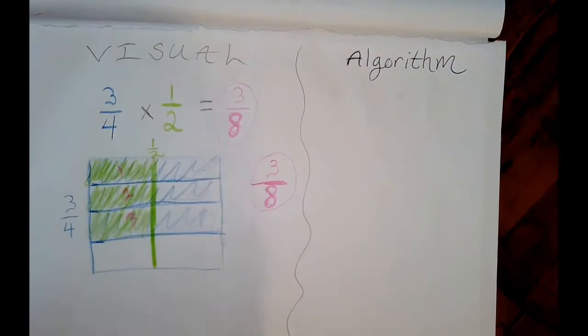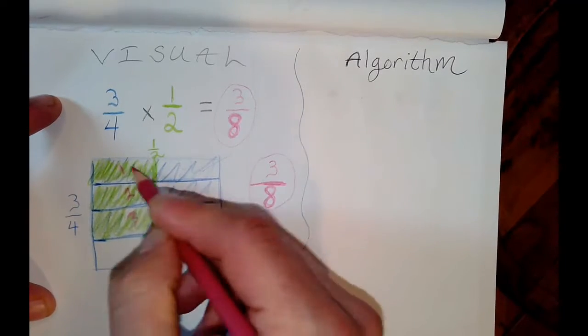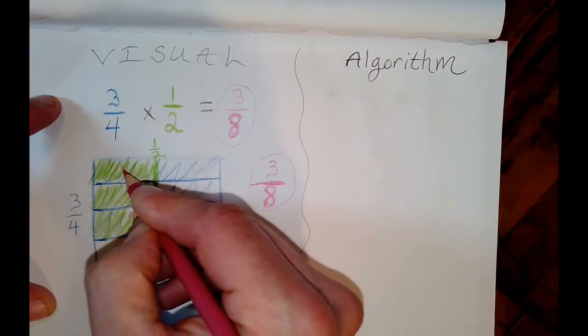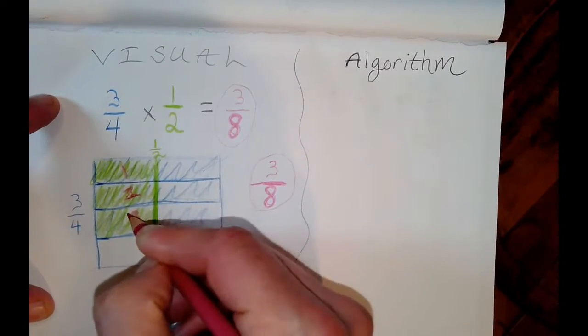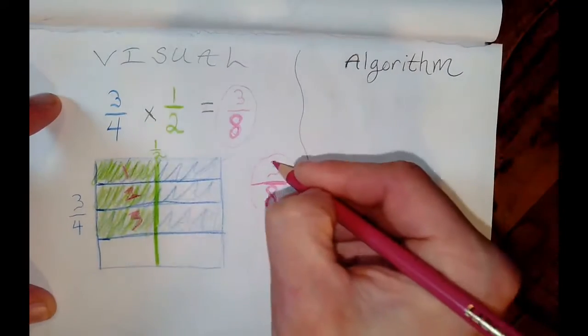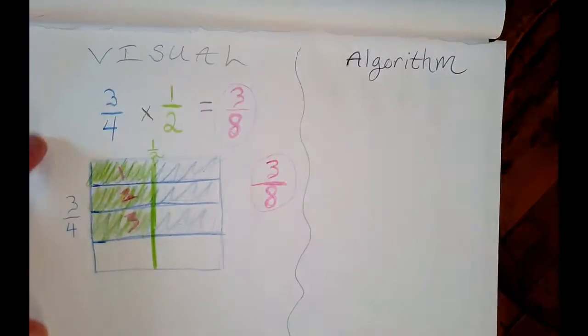And let's see how many of those pieces I have. Well, I only shaded 1 out of every 2 of these 3/4 that I had. So there's 1 piece, 1 out of these 2. There's 2 pieces, 1 out of these 2. There's 3 pieces, 1 out of these 2. That gives me 3 pieces. So my answer is 3/8.